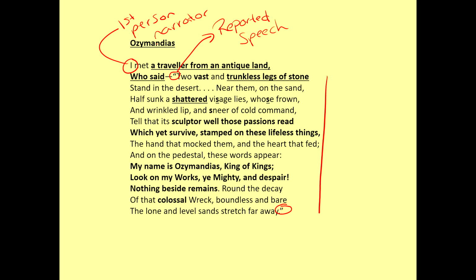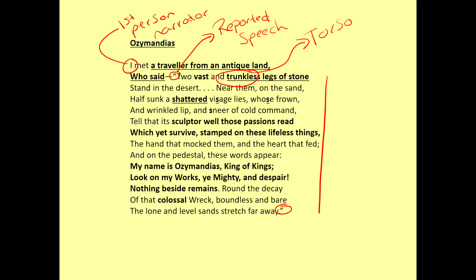Okay, right. So now we need to think about what the traveller saw and what he's saying. We're going to assume that it's a he, because, you know, we just are. Okay, who said, 2 vast and trunkless legs of stone stand in the desert. So what is a trunk? Well, a trunk is not, in this case, the boot of a car, the American version for a boot of a car. Here, this means the torso. Yeah, it means like anything from waist up to head, up to your neck, okay?